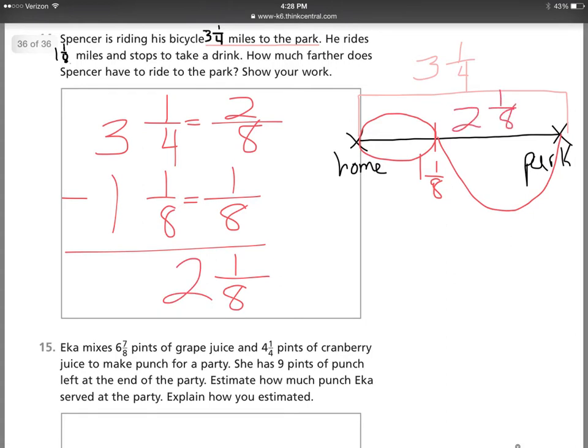You could always check that answer because you said here that from your home to the park is 3 1/4 miles, so we could add our two fractions that we have here, 1 1/8 with 2 1/8, and we should get 3 1/4. And the answer makes perfect sense. I know my answer should be less than 3 1/4 because I've already ridden some of the distance, so my answer matches that with 2 1/8.